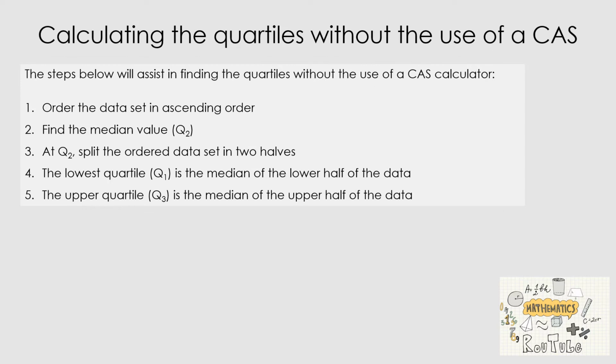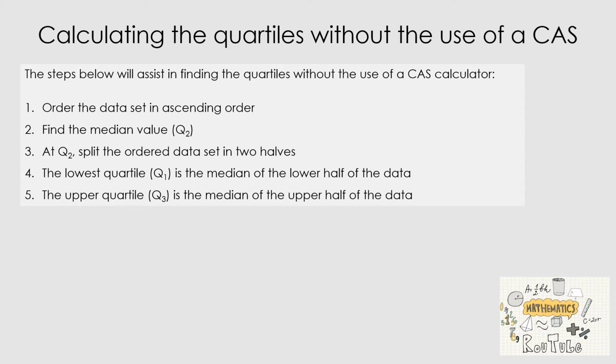Before we actually have a go at calculating the quartiles and then calculating the interquartile range once we have those quartiles, I thought I'd list out a few steps that you can follow that will assist in finding the quartiles if you don't have a CAS calculator, or if you just want to have a go without it. Obviously, the CAS calculator will assist you, which we'll go through in a second, but these steps will help you without the CAS calculator.